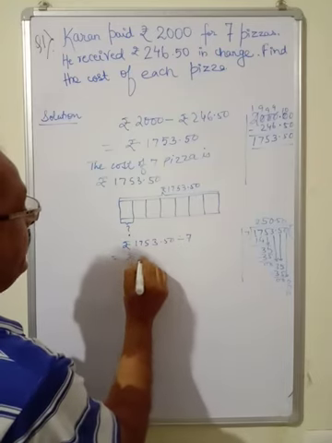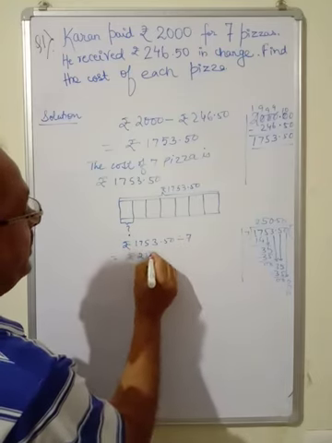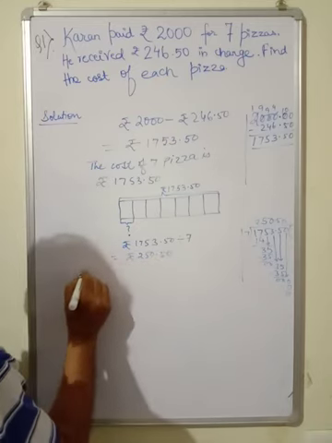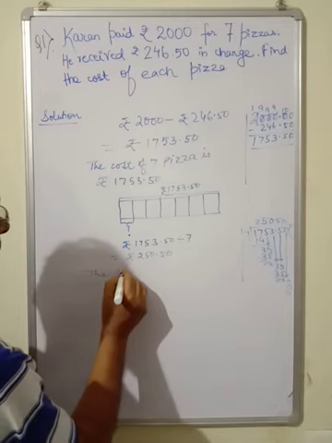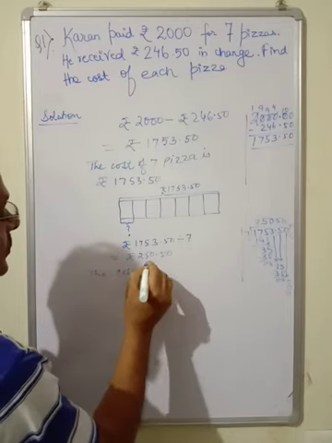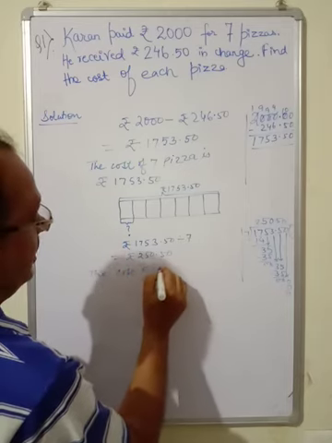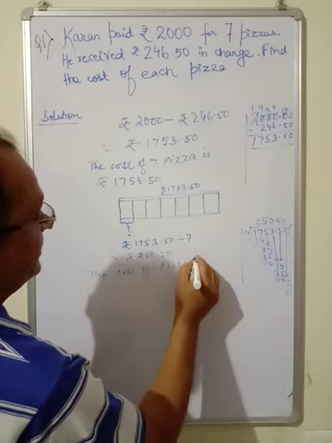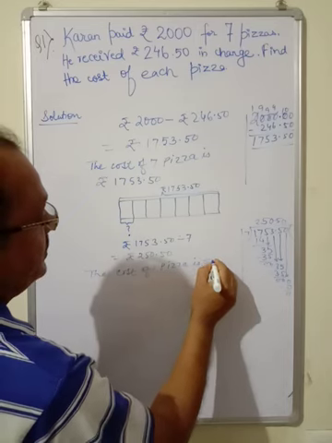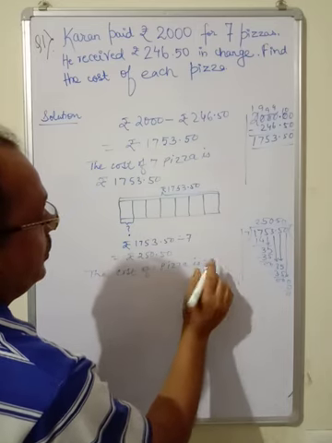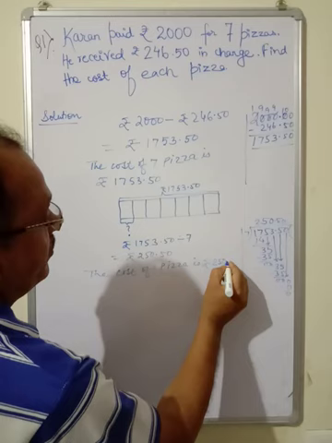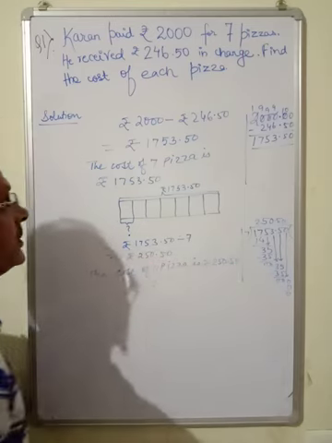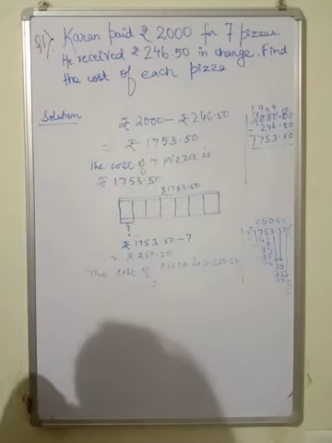Rupees 250.50. The cost of one pizza is rupees 250.50. That's all children. Like this you have to solve. Thank you.